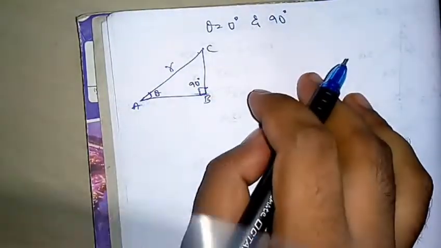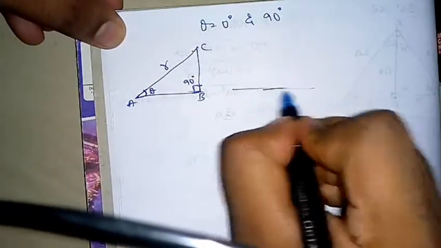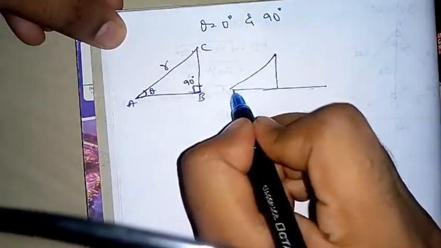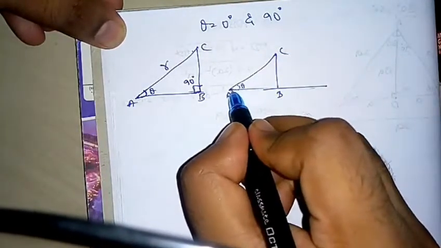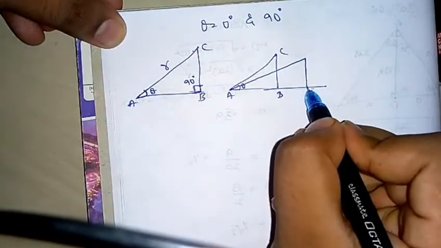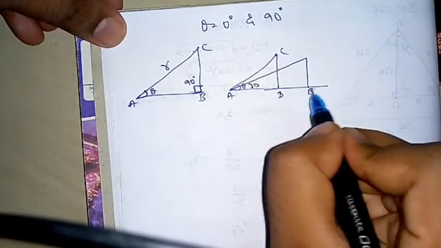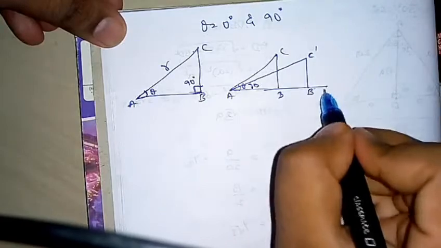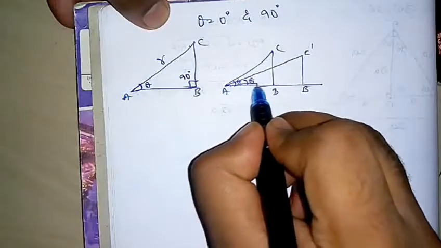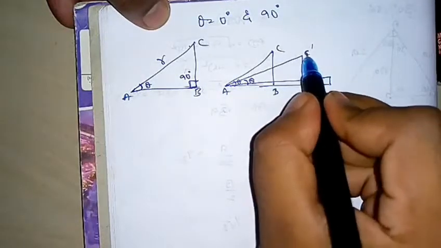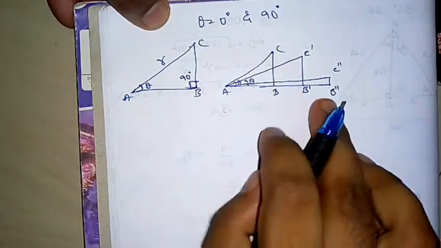This is fixed. Now, as you decrease theta, that means initially you have this triangle ABC, and this is theta. If you decrease theta further, the length of AB increases and C moves further away from the initial C. If you further decrease theta, C dash moves further away from C and B also moves further away. Let this be B double dash.